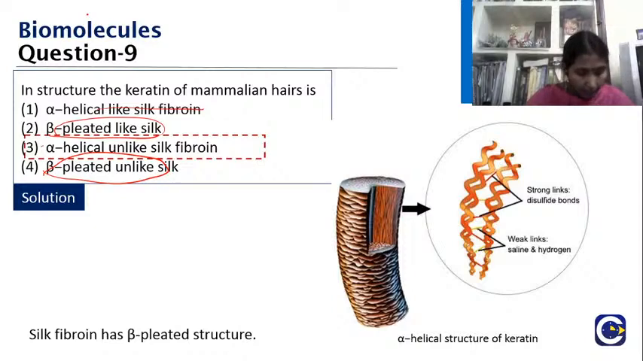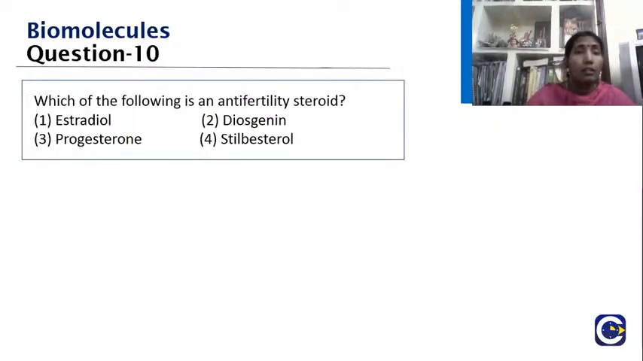Excellent Jeevita and Akshaya. Now which of the following is an anti-fertility steroid? Now we know the secondary metabolites, right? One such product is this anti-fertility steroid. We know that it is obtained from the plant in trace amounts, but it has so much economic importance as well as medicinal value. So one such is the anti-fertility steroid, whether it is estradiol, digoxin, progesterone or stilbestrol. So what should be your answer, ma?